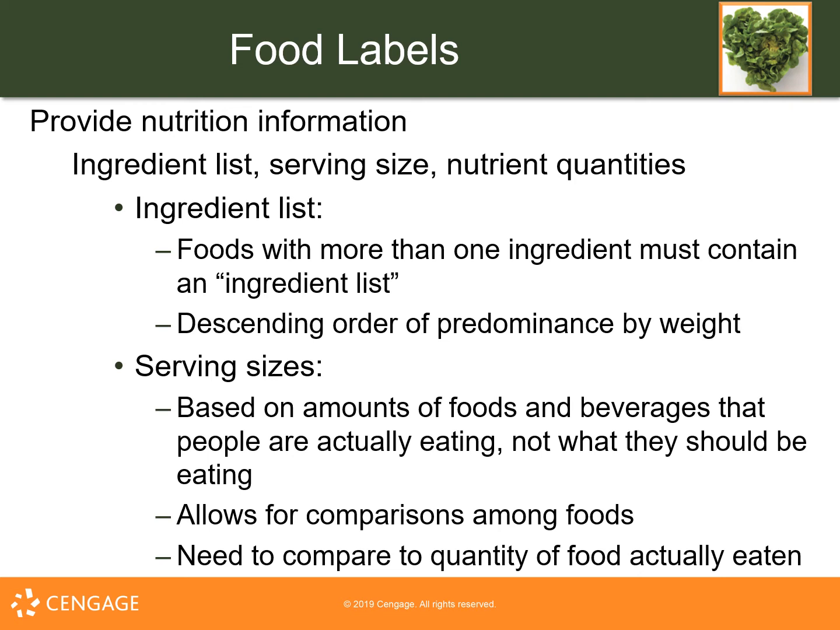Serving sizes. So these are based on amounts of foods and beverages that people are actually eating, not necessarily what they should be eating. So for example, a can of soup will now contain nutrition facts as if you ate the whole can. It will also include information per serving and per package. If a food provides 2 to 4 servings, it will break that down for you as well.